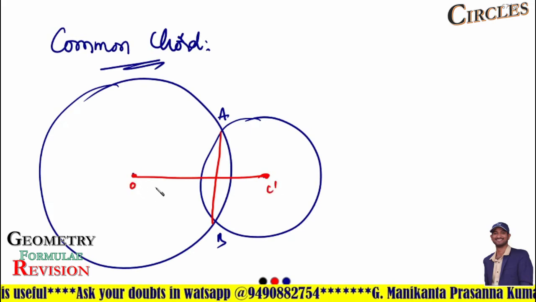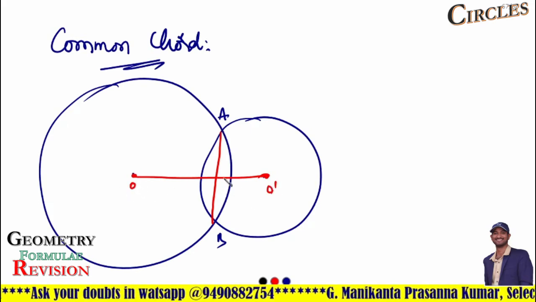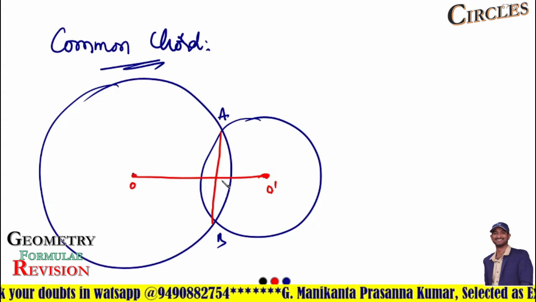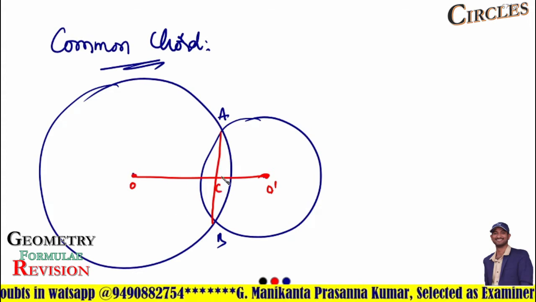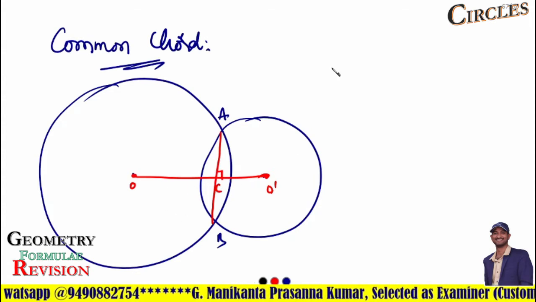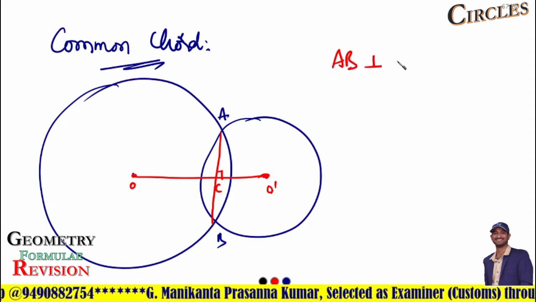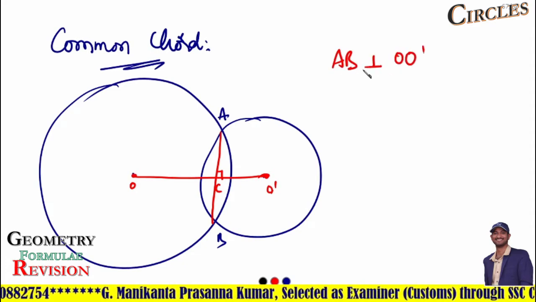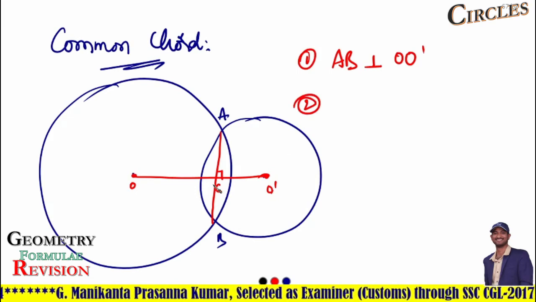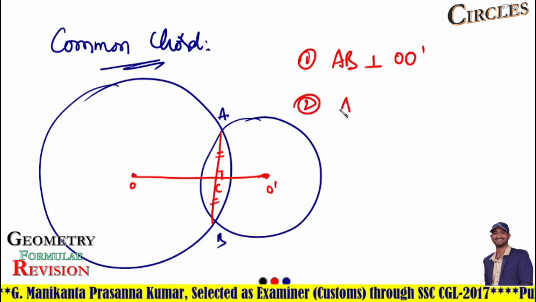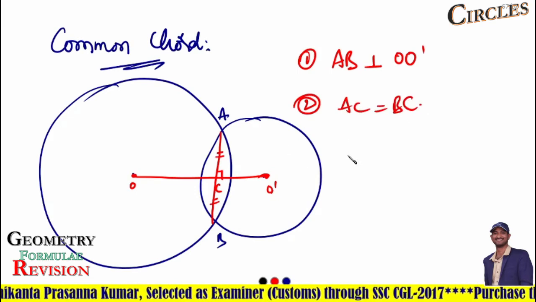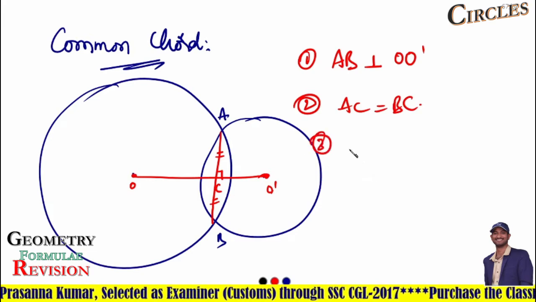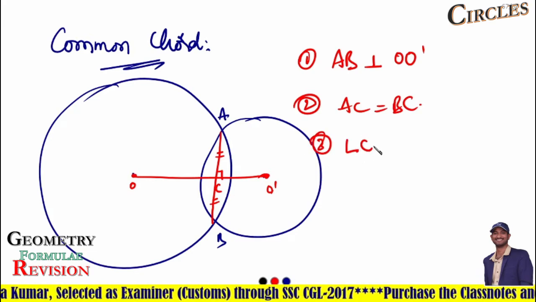O dash. AB intersects the line joining the centers at C. The common chord is always perpendicular to the line joining the centers. AB is always perpendicular to OO dash. That is the first property. Second property, AC and BC are always equal. And the third point, the length of the common chord.